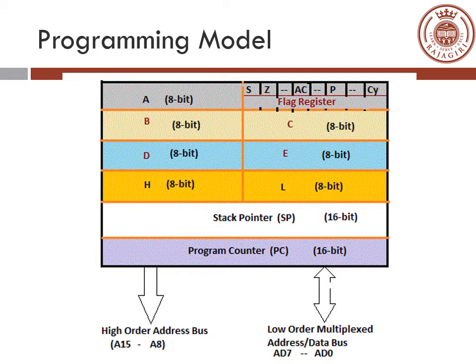Okay, and you can see you are having the address bus and the data bus. So the higher order address bus is A15 to A8, and the lower order address bus is A7 to A0. But the lower order address is also used for the data bus. It is being multiplexed and used. So instead of A7 to A0, you can represent it as AD7 to AD0, which is address as well as data.